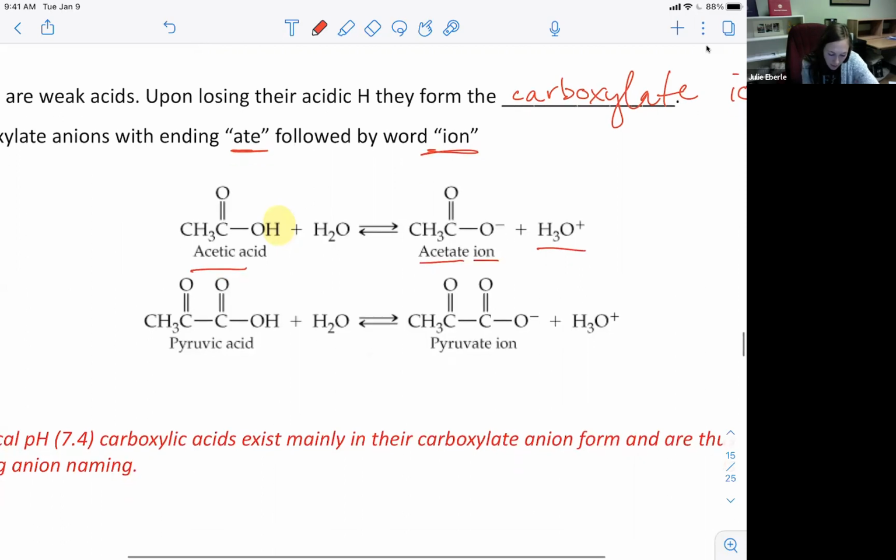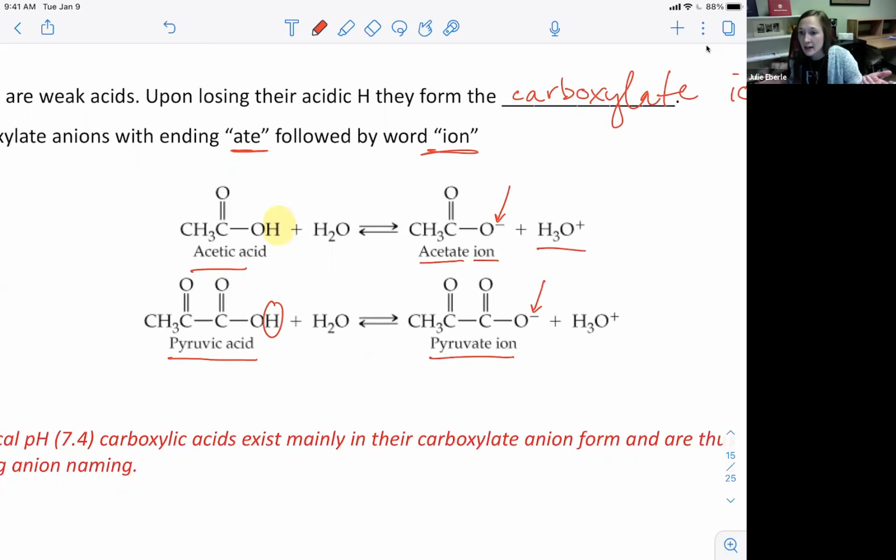So for another example, if you have pyruvic acid, I don't expect you to know what pyruvic acid is. But it is a carboxylic acid. When it gives its hydrogen ion away right here, we have the pyruvate ion. Now this is different than an ester. Why? Because you have this negative charge associated with it. So we put the word ion on there, okay?